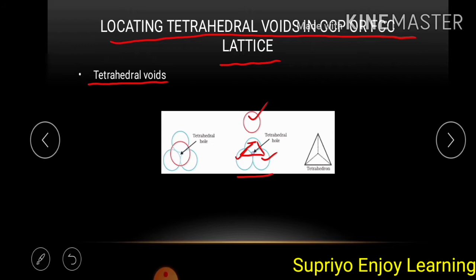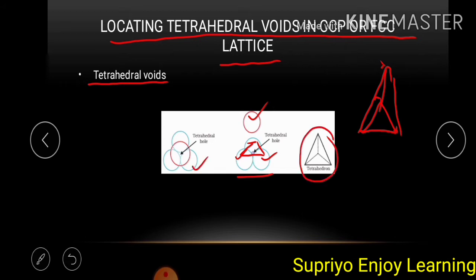So four spheres surround the tetrahedral voids. Suppose these three are the center of the spheres of first layer. Fourth one is the center of the spheres of second layer, which is placed above the triangular shaped void of the first layer. And if we join all the four centers, we will get tetrahedral void. So this is the tetrahedral void.